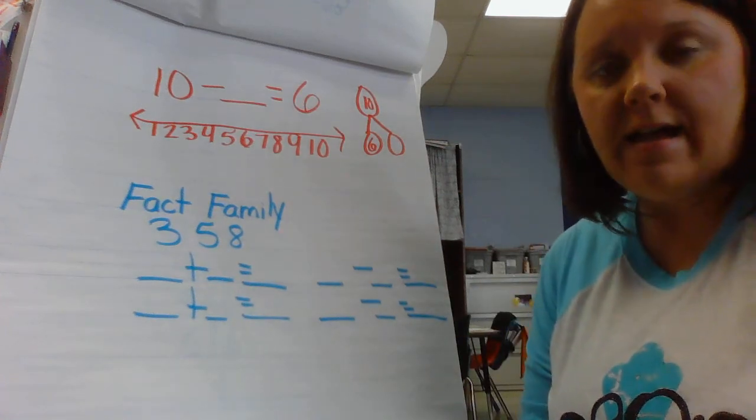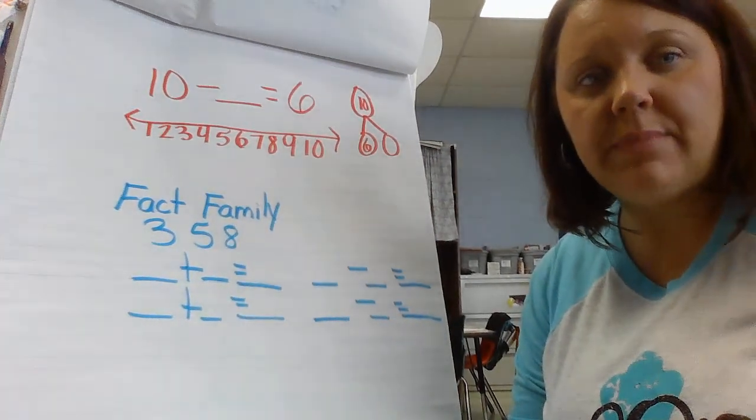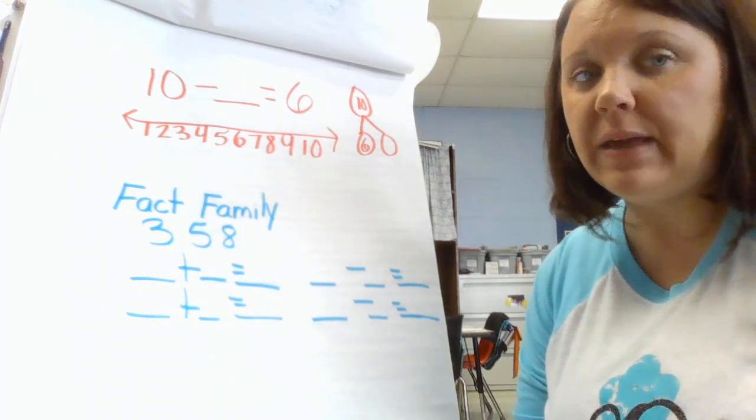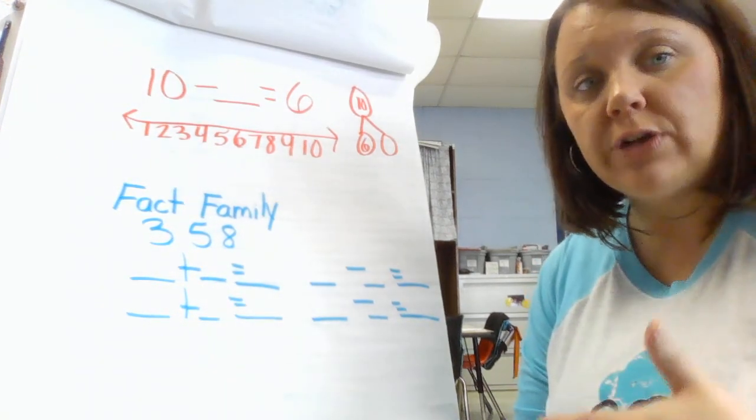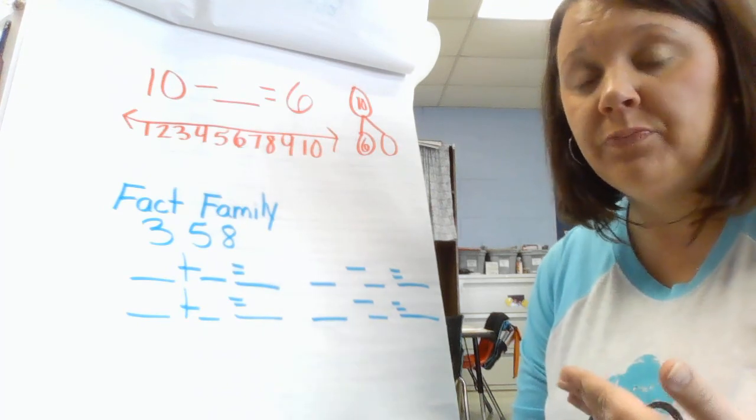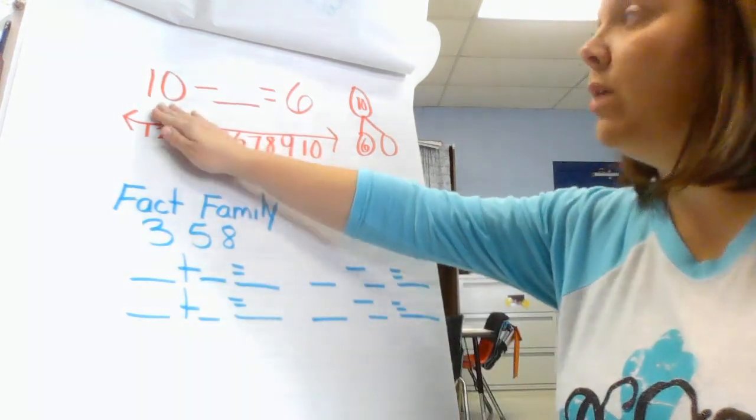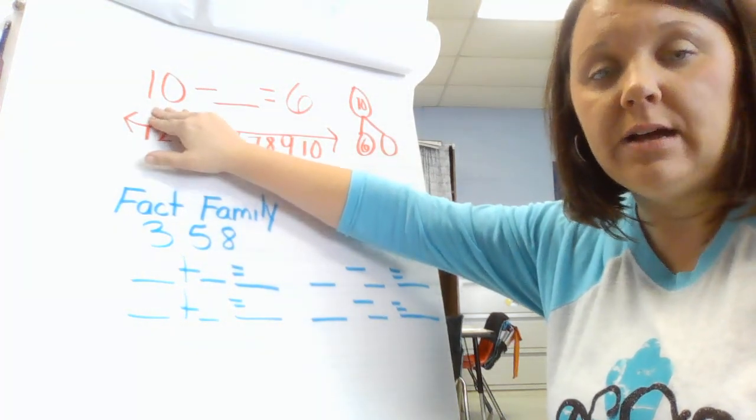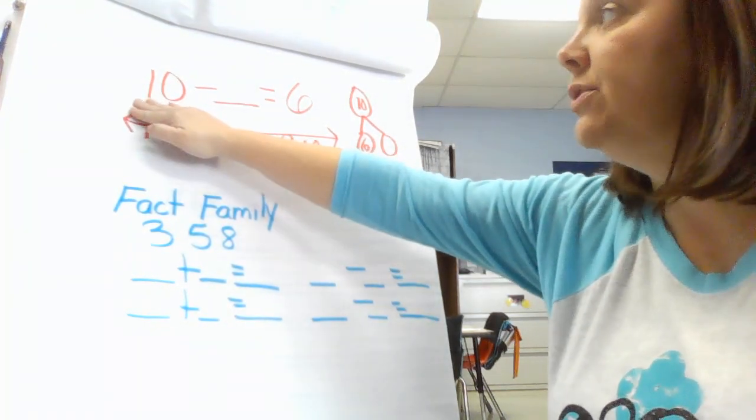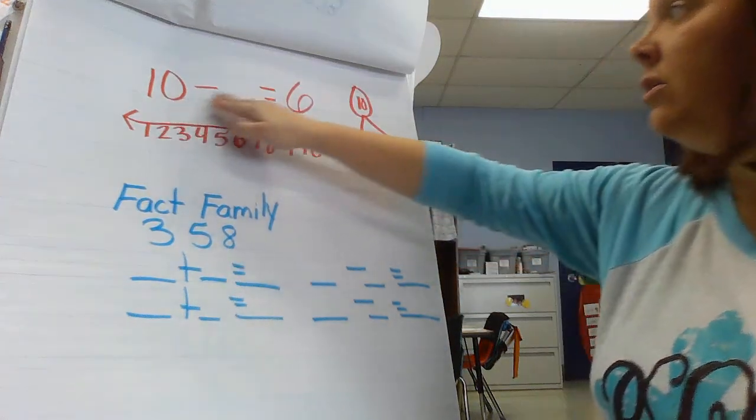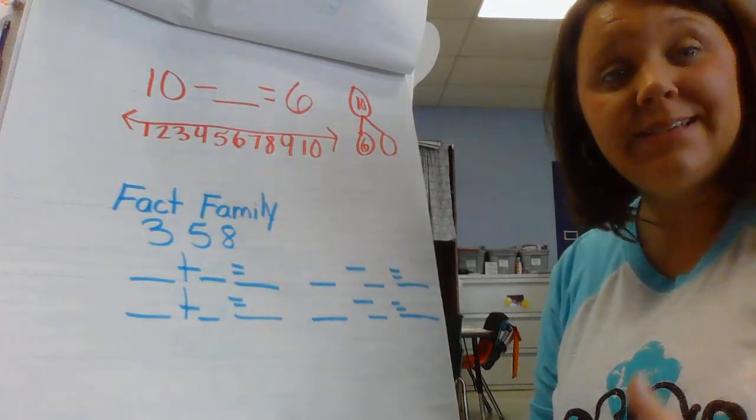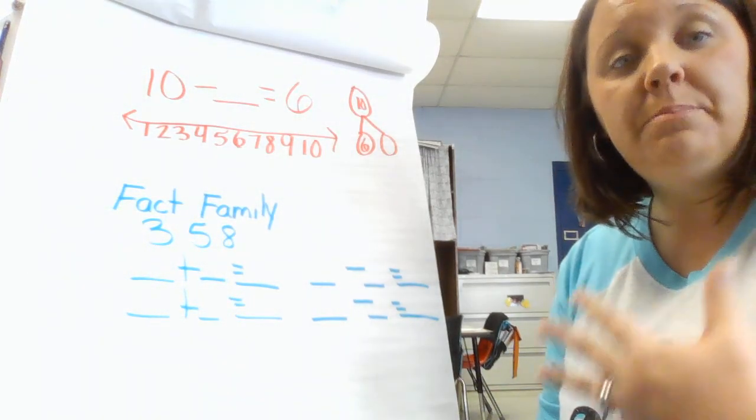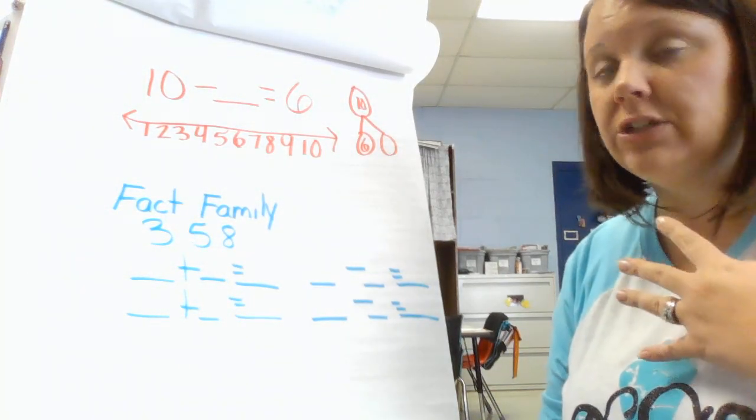Okay, I have an equation with a missing part. There are 2 ways to solve an equation with a missing part. One strategy is we can count up. So we need to look at what number we would be counting up to. We would be counting up to number 10 because number 10 is the whole. We would start with the number 6 because number 6 is the part. And we are looking for the missing part in this equation.